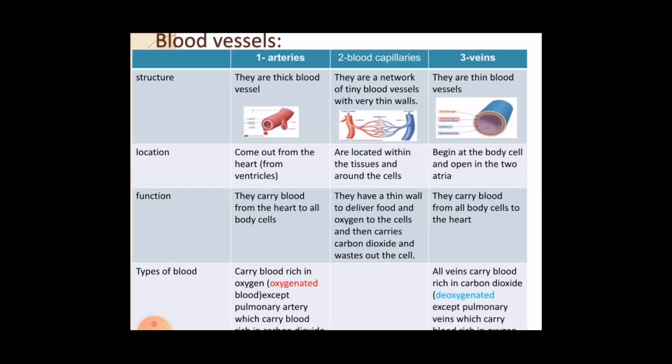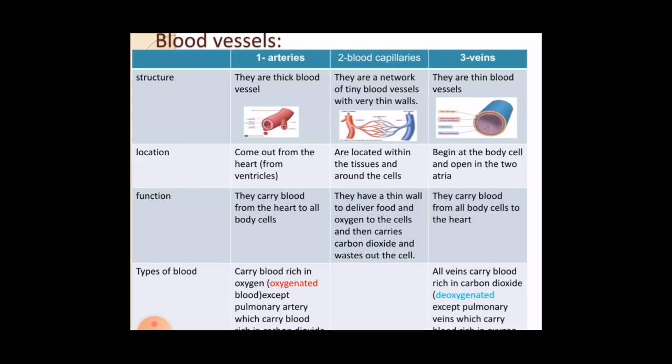Again, arteries come out from the heart, exactly from the ventricles. They carry blood from the heart to all the body cells. All the arteries carry blood rich in oxygen, called oxygenated blood, except the pulmonary artery, which carries blood rich in carbon dioxide, called deoxygenated blood.